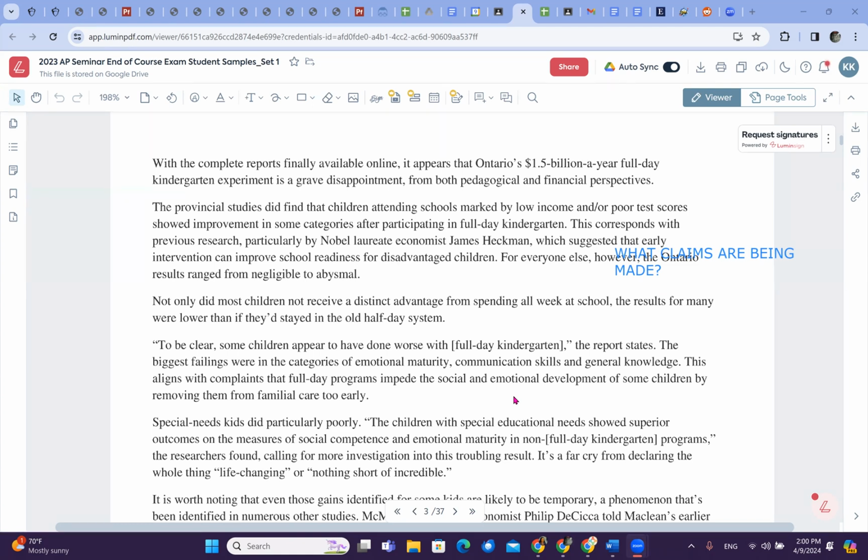With the complete reports finally available online, it appears that Ontario's 1.5 billion a year full day kindergarten experiment is a grave disappointment from both pedagogical and financial perspectives. The provincial studies did find that children attending schools marked by low income and/or poor test scores showed improvement in some categories after participating in full day kindergarten. This corresponds with previous research, particularly by Nobel laureate economist James Heckman, which suggested that early intervention can improve school readiness for disadvantaged children. For everyone else, however, the Ontario results range from negligible to abysmal.